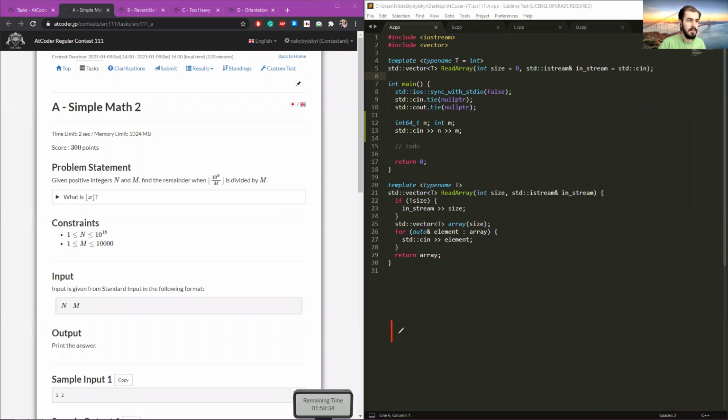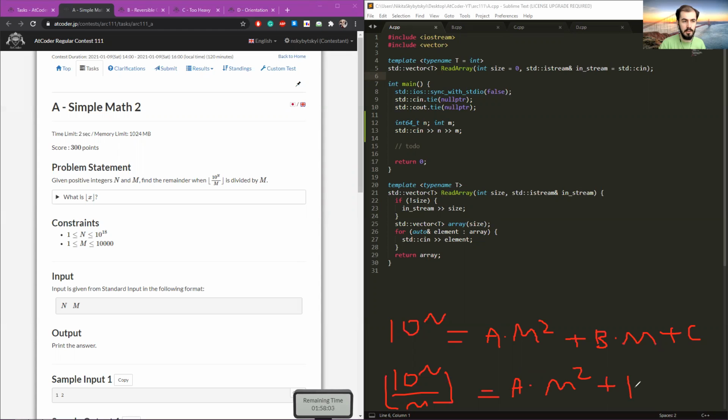Suppose that we know something as follows. We have 10 to the n equal to a times m squared plus b times m plus c, right? Then what do we get when we divide by m and round down? It looks like we get a times m plus b, and c gets discarded because we divide and round down.